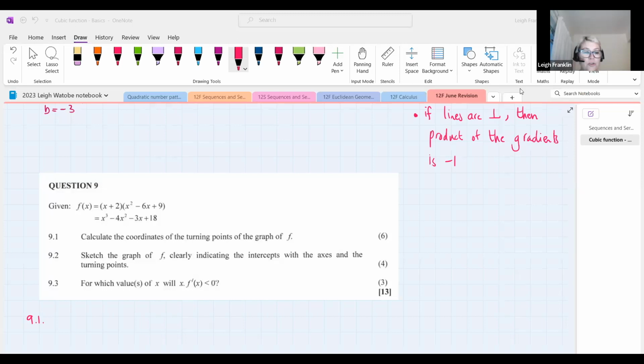Okay, so you guys do that. And we'll see afterwards if we get the same answers. So go ahead and work out the coordinates at the turning point. Please, can we just mute? Thank you.